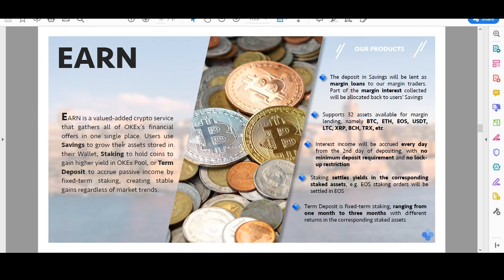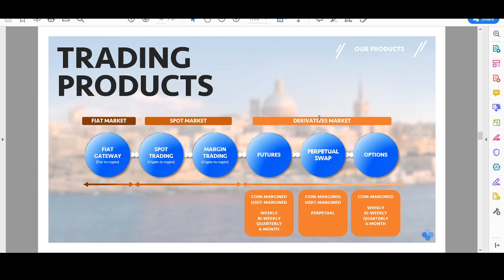You can earn. Earn is a value-added crypto service that gathers all of OK's financial offers in one single place. By staking, you hold coins and gain high yields on OKex pools, so they provide that as well. If you want to add savings, you can look at their earning product as well. This is not something I personally trade myself, but it is another service and product OKExchange provides. So this is the whole suite of products. I'm going through it quickly, but this is everything that they provide, and they pretty much cover everything.